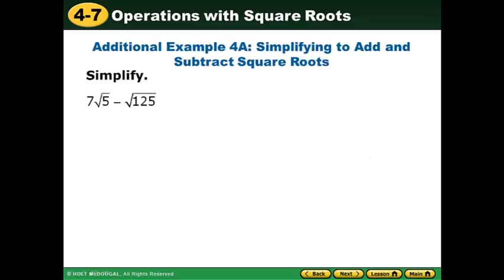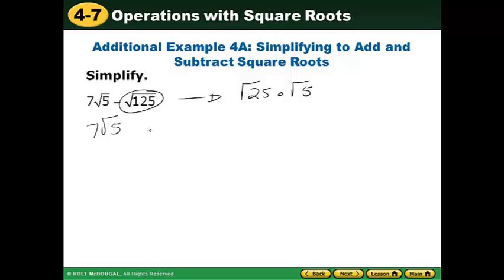Okay, try this one. This one might look complicated, but it's not. So what we want to do here is to break down the square root. So 7 square root of 5, this is already in simplified form. So let's go ahead and simplify this. Let's deal with this one only now. Let's take it out here. So if I factor it out, I will get square root of 25 times the square root of 5, because 5 times 25 is 125.